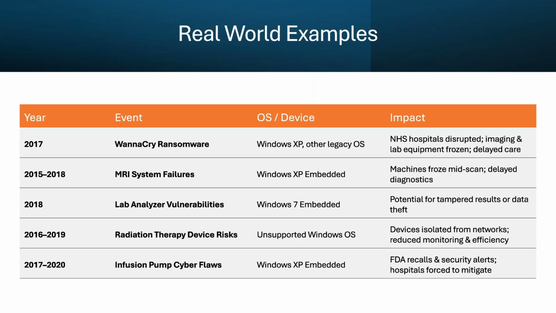Infusion pump cyber flaws from 2017 to 2020. Known cyber flaws allowed remote manipulation of drug delivery settings in lab simulations, demonstrating real risk to patient safety. The FDA issued recalls and security alerts, and hospitals were forced to implement compensating controls and mitigation strategies. These examples show the consequences of unsupported operating systems and highlight why we must be proactive in mitigation, service planning, and coordination with IT.